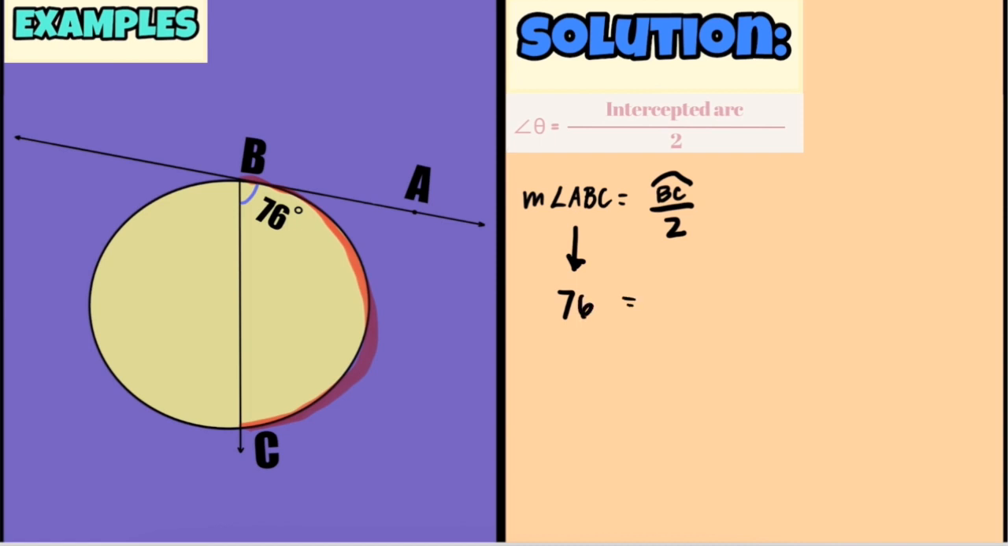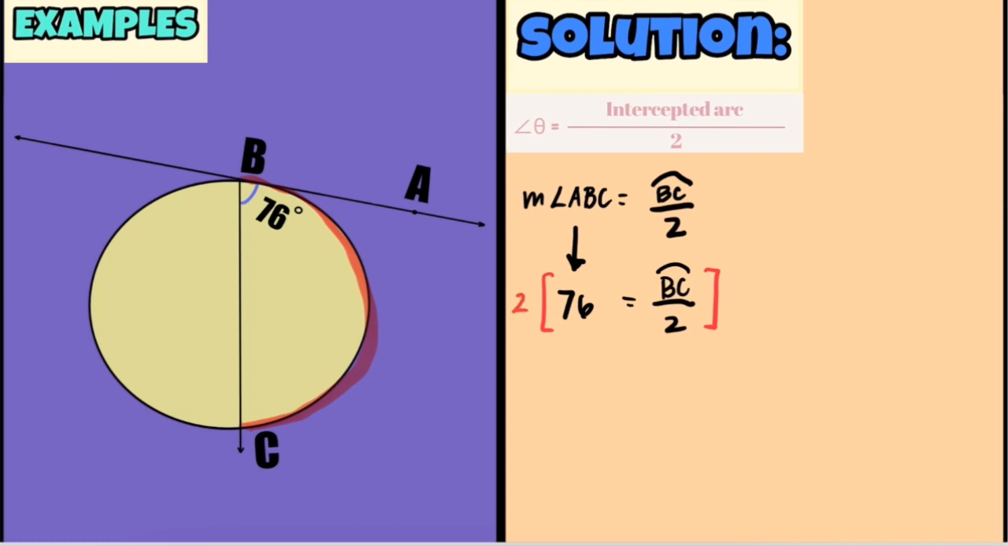Do we have a measurement for arc BC in this image? No. So all you have to do is keep it that way, and you'll end up with something like this. So you're like, sir, what am I gonna do now? All you have to do is treat it like your linear equations, wherein you manipulate the equation in such a way that you will be able to find the value of the missing part. Sorry if I'm stuttering here.